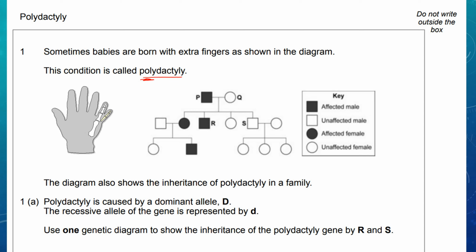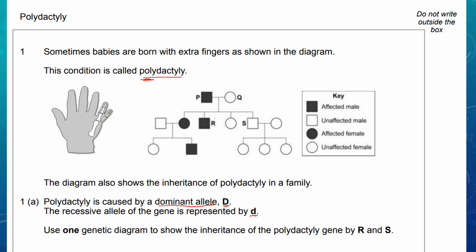It tells us the letters that they want to use. Sometimes in these questions, they will ask you to choose the letters, but in this particular case, they're giving you the letter D. They're telling you that polydactyly is caused by a dominant allele. So we know that that must have a capital D. And the recessive allele of the gene is represented by a lowercase d. They want you to use one genetic diagram to show the inheritance of the polydactyly gene by R and S.